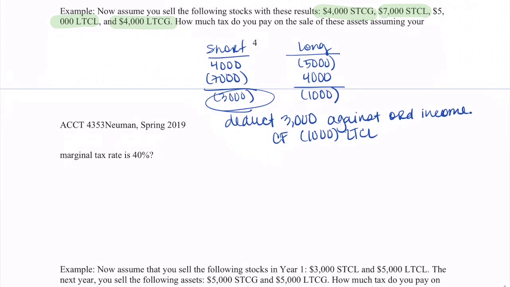Sometimes this problem will ask us how much will we save or how much tax do we pay. That's kind of what it's asking here. We can figure out that that $3,000 deduction times our 40% tax rate saves us $1,200 in taxes.